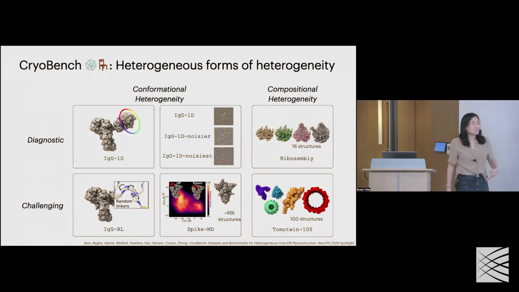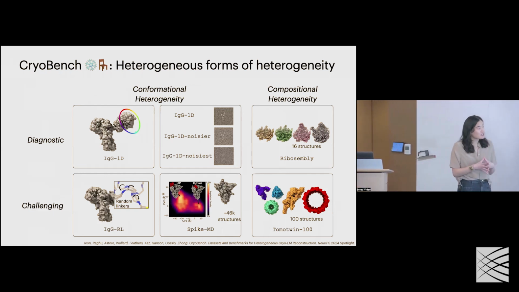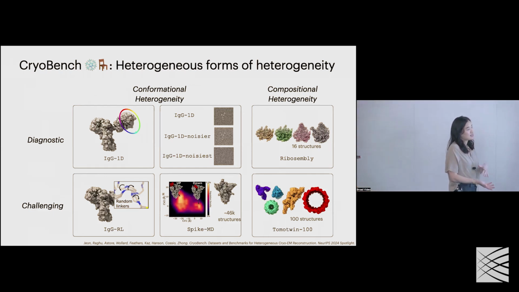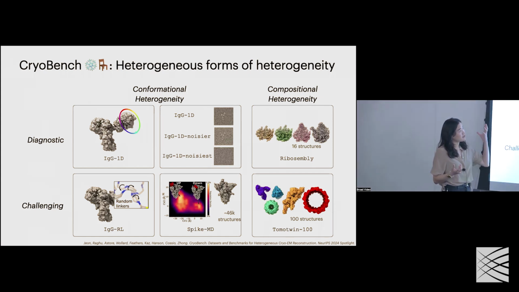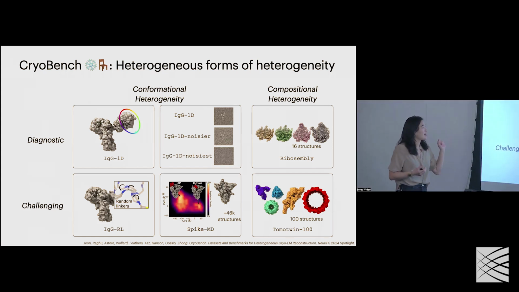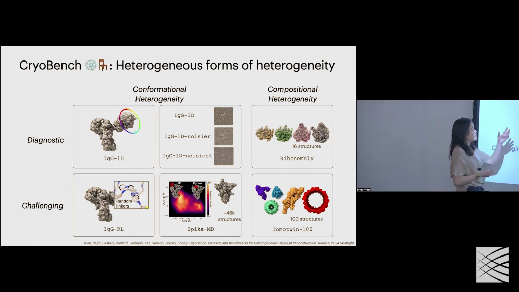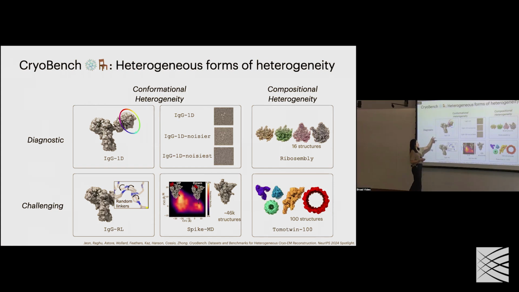One thing that I think is particularly useful for methods developers is the different kinds of data sets that we developed. So we have easier versions of both ConfHet and CompHet that are useful for diagnostic purposes. This IgG1D is an IgG antibody that has a simple one-dimensional circular motion, and what you're looking for in the latent space is a nice rainbow circle. And also riboassembly, which is a mixture of ribosomes, so very canonical cryo-EM.